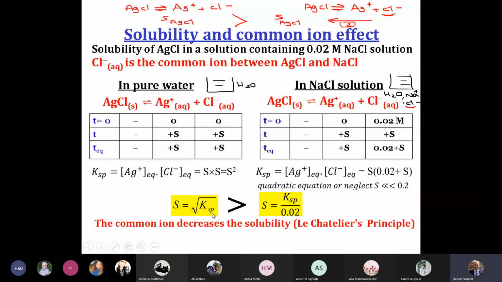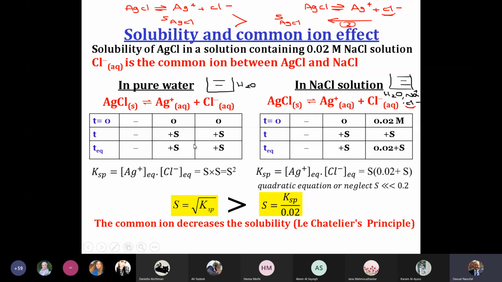If you compare these values, you will obtain that the solubility in pure water is greater than the solubility in a solution containing initially the common ion. So as a conclusion, the common ion will decrease the solubility of a weak electrolyte. So you can use it directly without calculation. Or in other words, the solubility of a weak electrolyte in pure water is greater than the solubility of the same weak electrolyte in a solution containing initially the common ion.